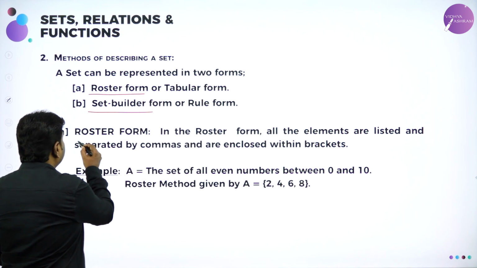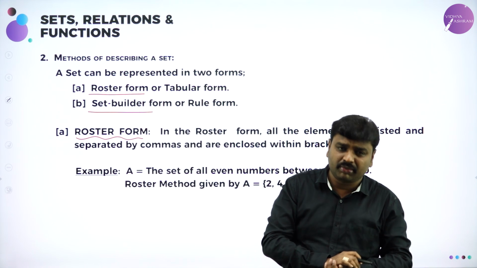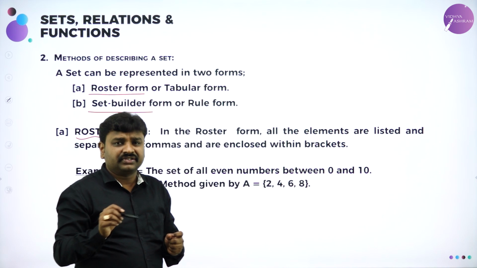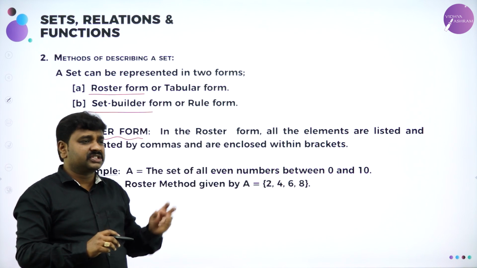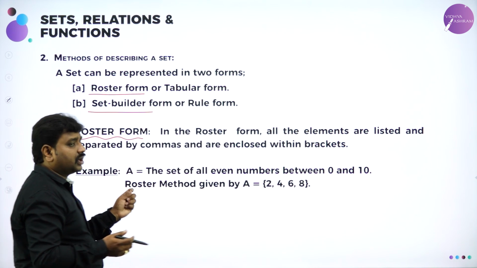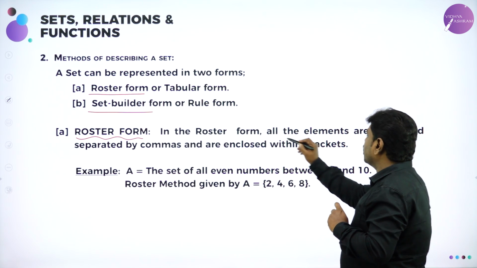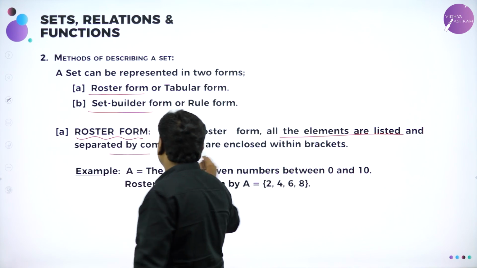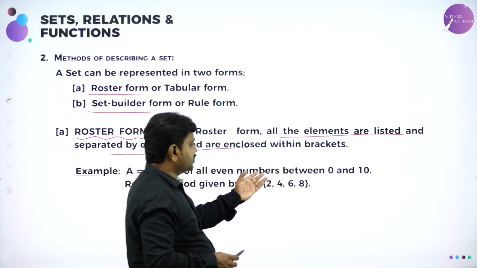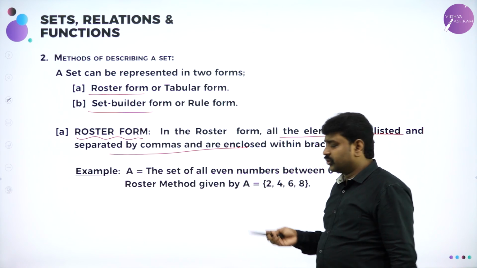Now coming to this, what is meant by roster form? It is also called tabular form. In this form, all the elements of the set are written inside curly brackets, separating each element using a comma. All the elements are listed, separated by commas, and enclosed in curly brackets. For example, the set of even numbers between 0 and 10. What are the even numbers between 0 and 10? 2, 4, 6, 8.